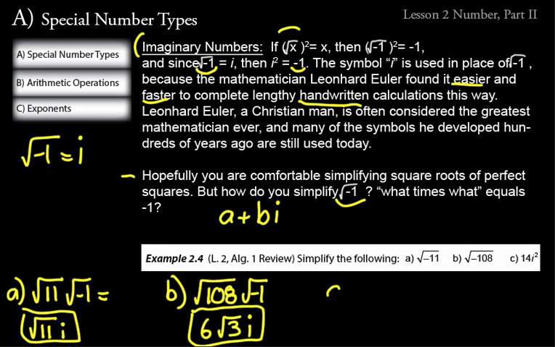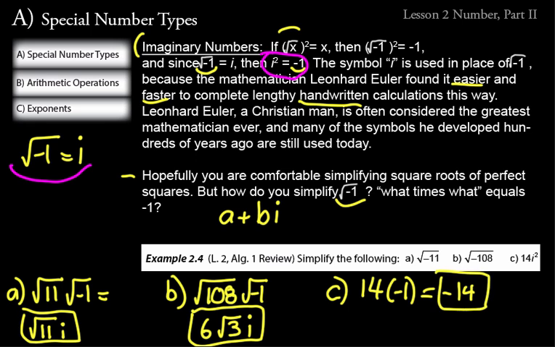And then C, 14 times i squared. Well, look over here on the left, if i is equal to the square root of negative 1, then i squared equals negative 1. So we also have that written right up here, i squared is equal to negative 1. So what we're really saying in that problem, to simplify it, is 14 times negative 1 is negative 14. And so that would be our simplified form.